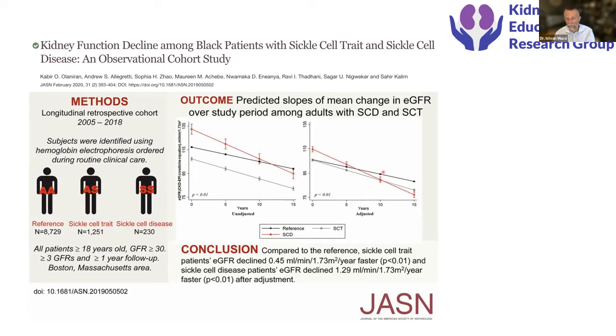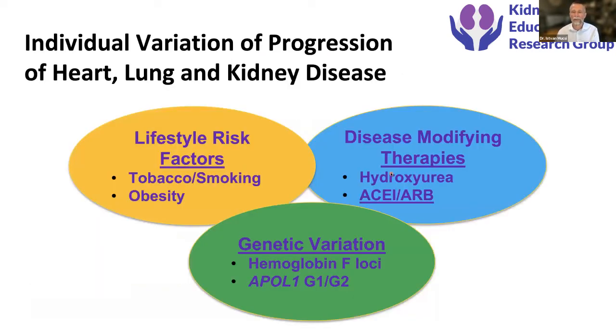The solid black line is the healthy non-sickle cell disease patients. And this gray line indicates patients with sickle cell trait, and you see that the decline in kidney function, even for those patients, is somewhat higher, somewhat more rapid than people without sickle cell trait or disease. So if you have sickle cell disease or trait, you need to monitor your kidney function. You need to ask your healthcare team to pay attention.